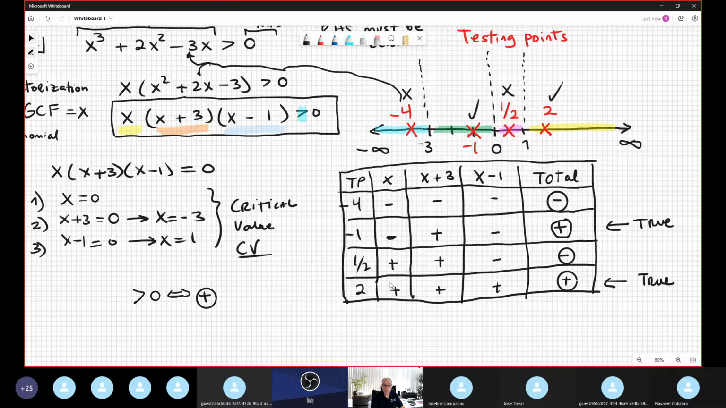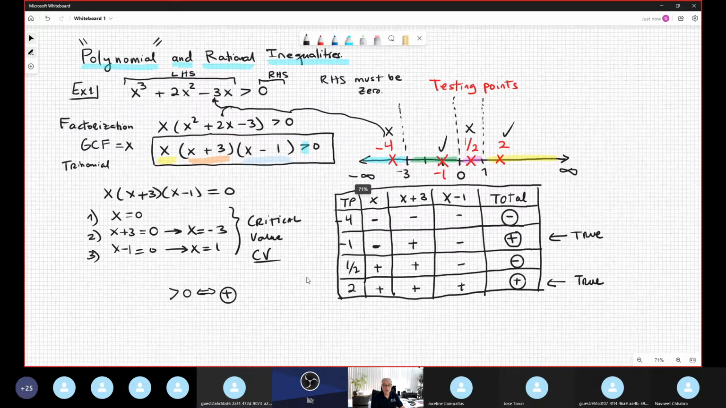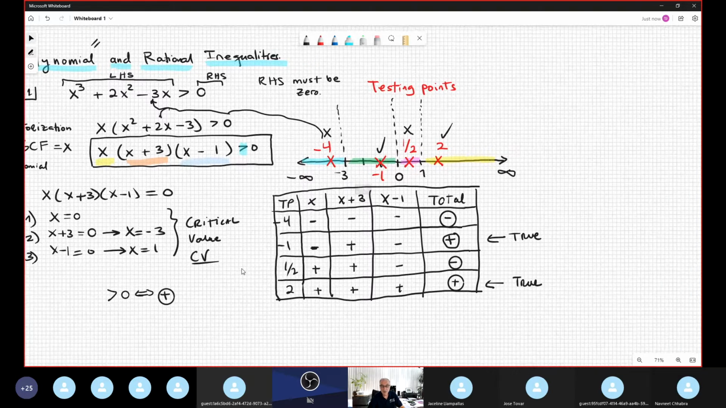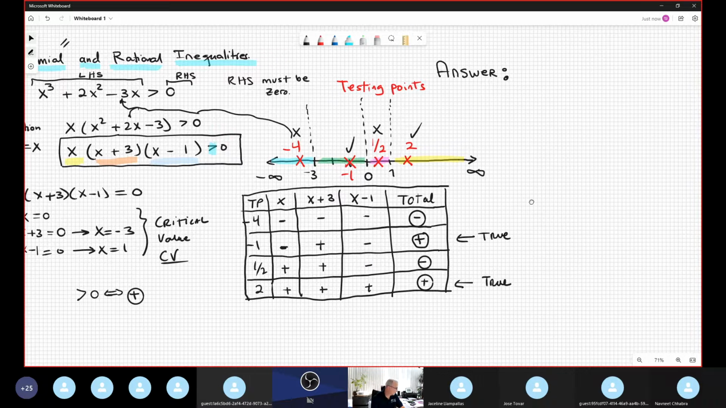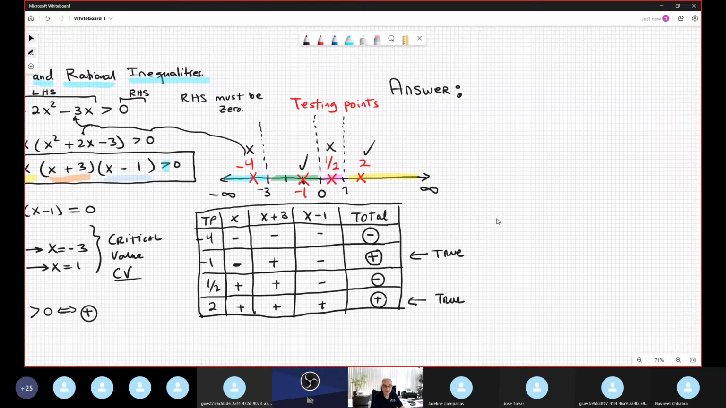Okay, so what is the answer, professor? Suppose I express the answer in interval notation. Always in the test, I say, solve this inequality and please express the final answer in interval notation. Interval notation is parentheses from -3 to 0. It's the green interval. In this case, from -3 to 0. This is the green interval. In this case, do not include the endpoint.